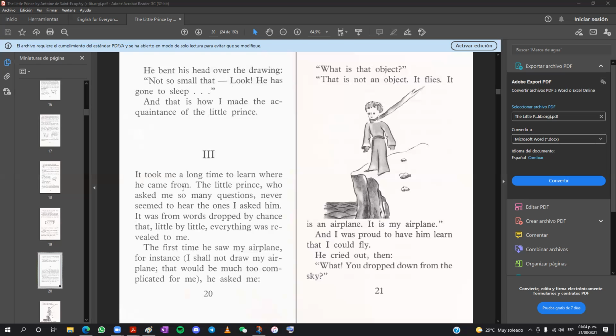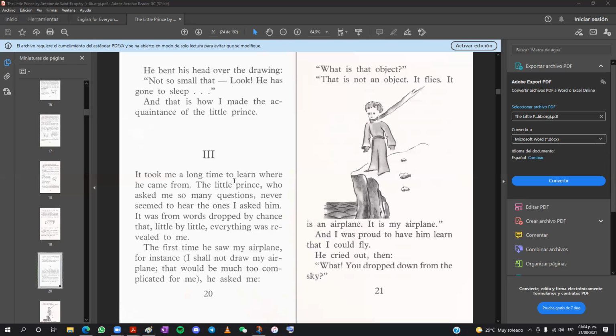It took me a long time to learn where he came from. The little prince, who asked me so many questions, never seemed to hear the ones I asked him. It was from words dropped by chance that little by little everything was revealed to me.